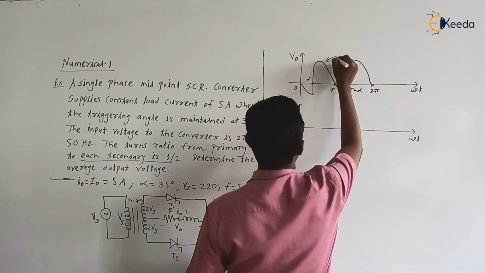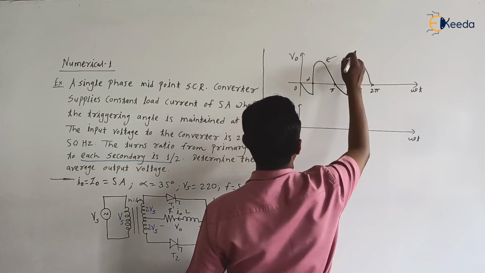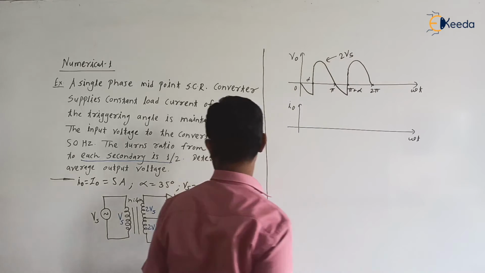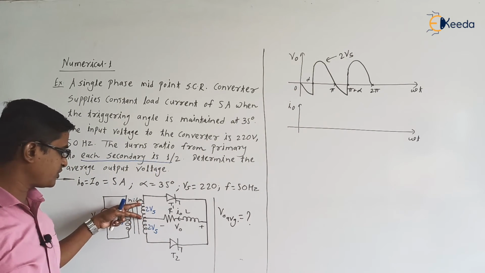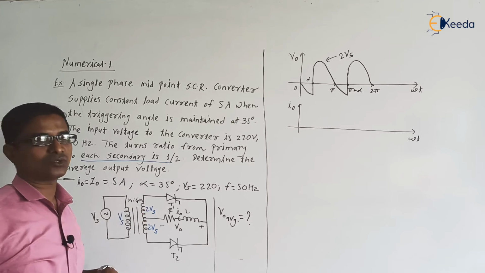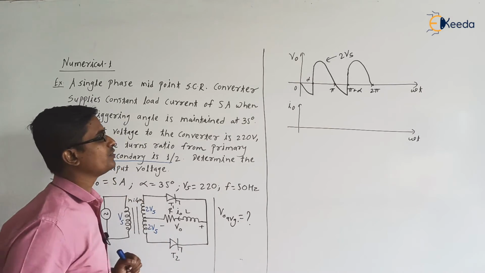Right, what is the magnitude? Is it Vs or 2 Vs? Be careful, it is 2 Vs, because across the half portion of the secondary winding, we are getting 2 Vs. So that's why V0 will be equal to 2 Vs, right?